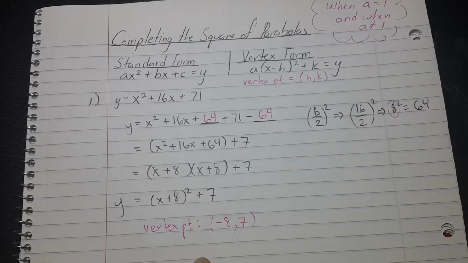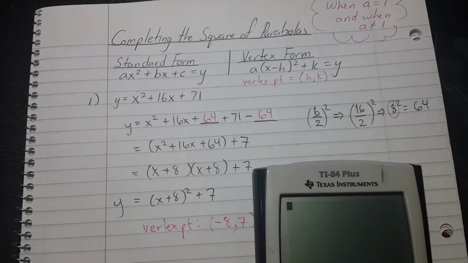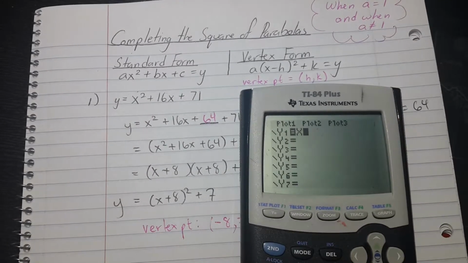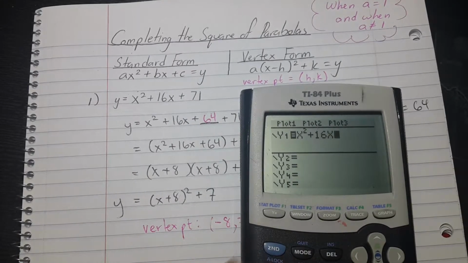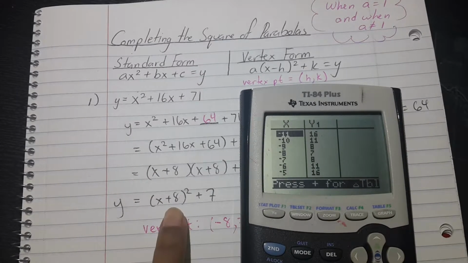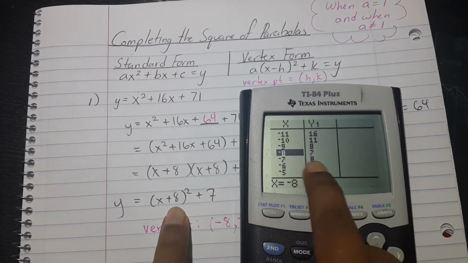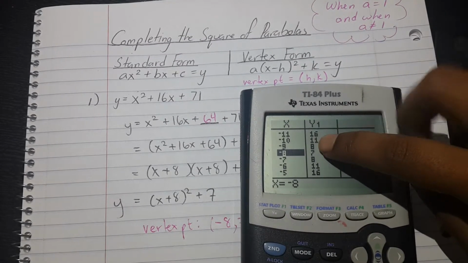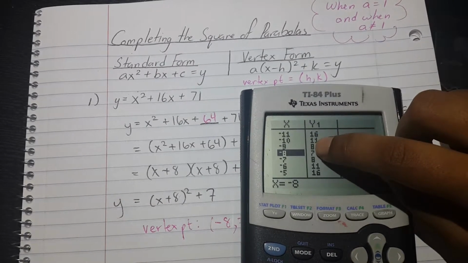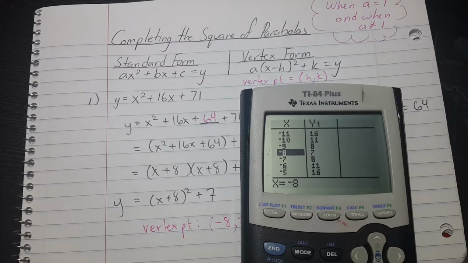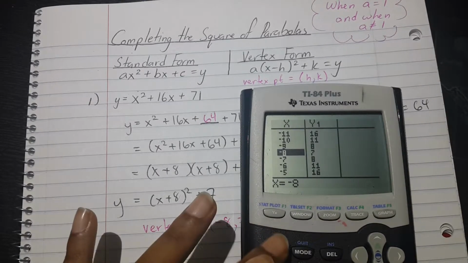And if you want to verify that this is the vertex point, you can go into your graphing calculator and type in the equation, x squared plus 16x plus 71, and you can type in either version at this point. If you go to the table, if we look at where x is negative 8 and y is 7, we see that the y values above them repeat. So on the left side we have 8, 11, 16. On the right side we have 8, 11, 16. So that's a good thing because parabolas are symmetrical across their vertex point.